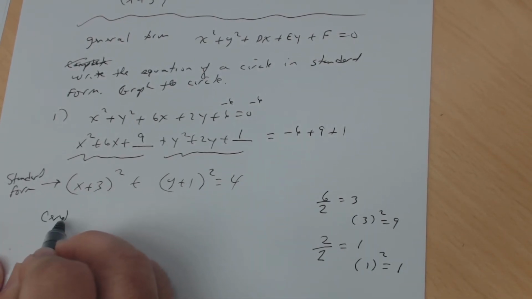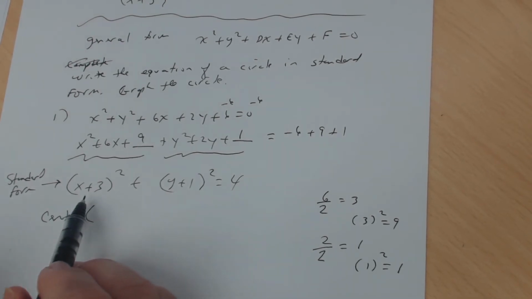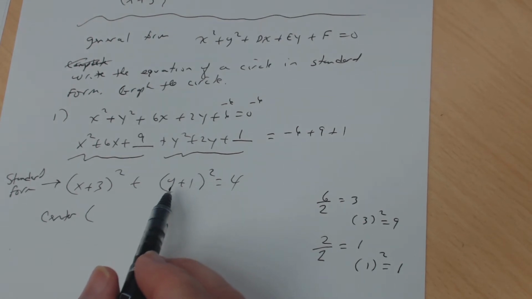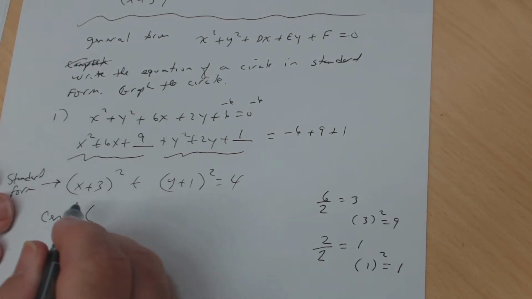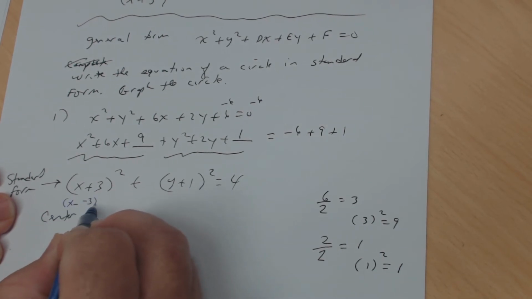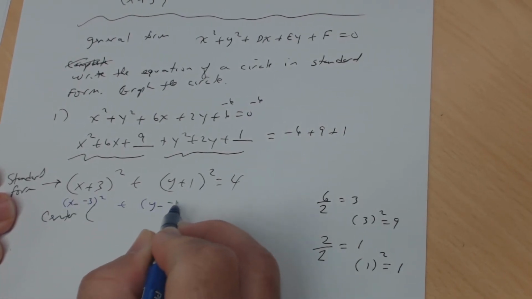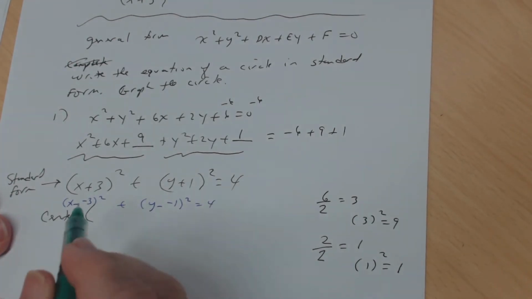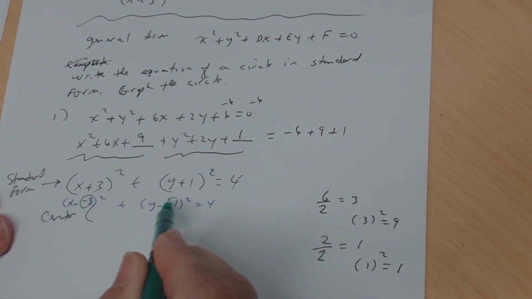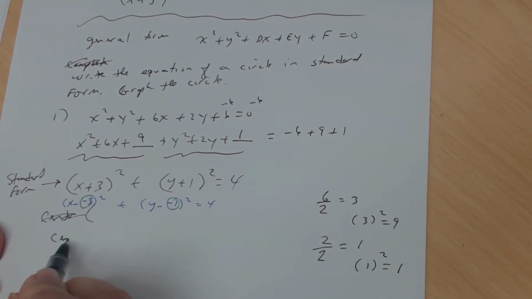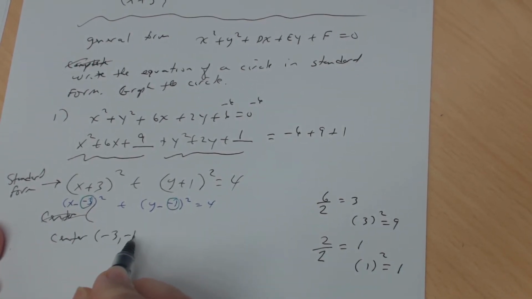Now the center, remember, it's got to be x minus. So don't say the center is 3, 1. That's incorrect. The center is not 3, 1, because remember, it's got to look like this: x minus a negative 3 squared plus y minus a negative 1 squared equals 4. And so your center is negative 3, negative 1. So you've got to be careful.